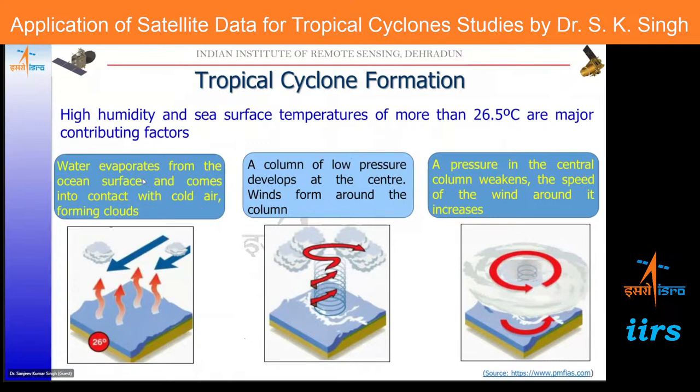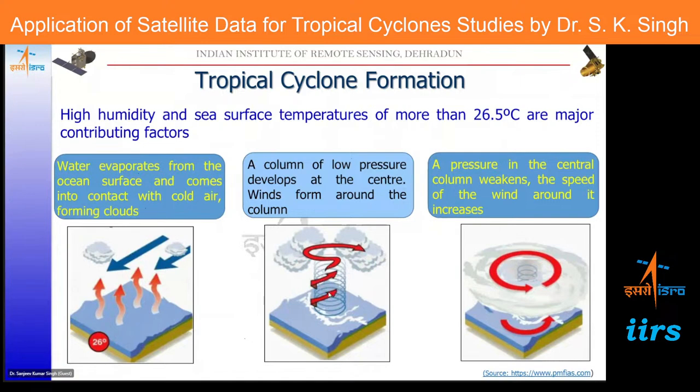When any low pressure forms, evaporation starts. So moisture starts rising up, and when it reaches a certain height, because if you go up, the temperature starts decreasing, due to the low temperature this vapor starts condensing, and it forms cloud. If this process goes on, it forms a low pressure column, and around the low pressure column, wind starts blowing.